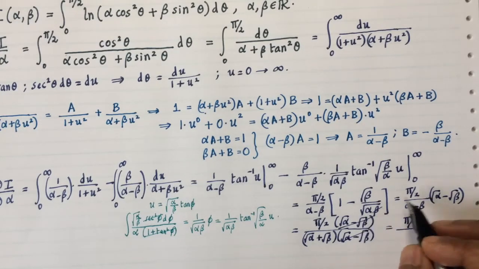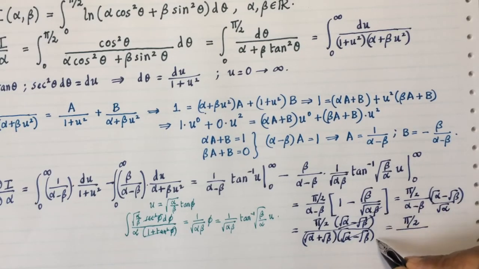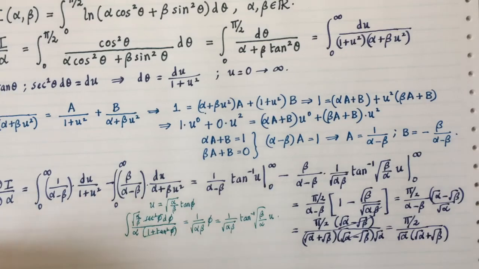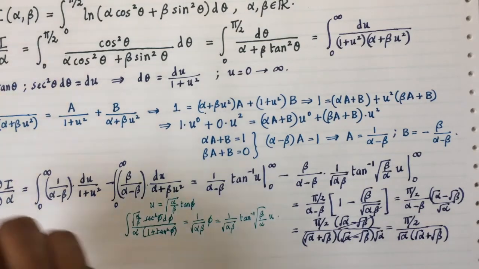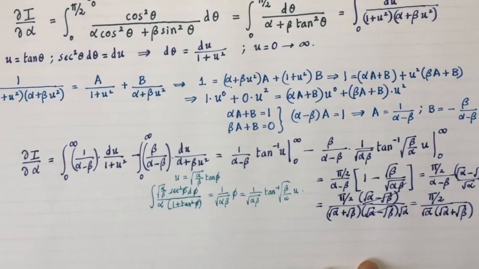actually I forgot one factor of root alpha, because when I get this thing here, and here I have a root alpha in the denominator. So that's root alpha, and now I have this answer, root alpha times root alpha plus root beta. All right, so I've evaluated my answer. Now, we have not finished the problem, far from it. We have only evaluated the derivative with respect to the variable.